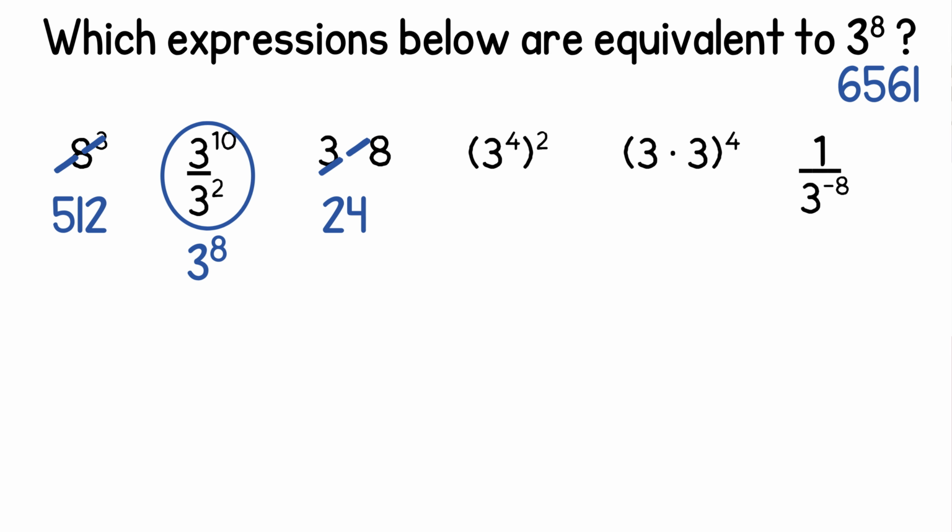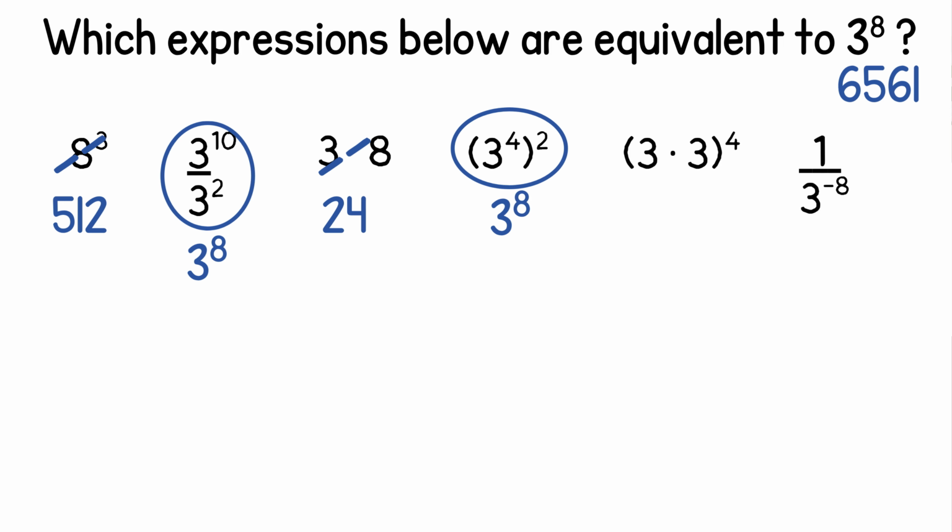Now let's look at 3 to the 4th, all raised to the second power. The power property says that we can keep the base of 3 and then multiply our exponents. So we'll have a new exponent of 8, and this matches what we were given. So this one is equivalent.